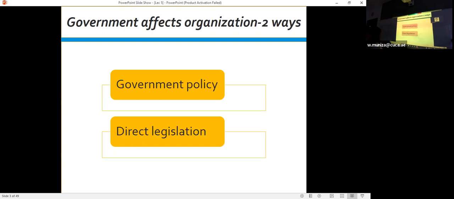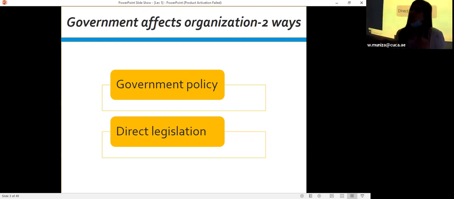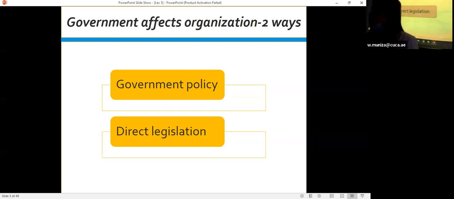So in two ways, the government can regulate the operations of the organization or regulate the operations of different persons who are present in the country. Either the general policy which is made by the government for every person in general has to be followed, or directly, if the government is making any legislation for the particular industry, then they have to follow.